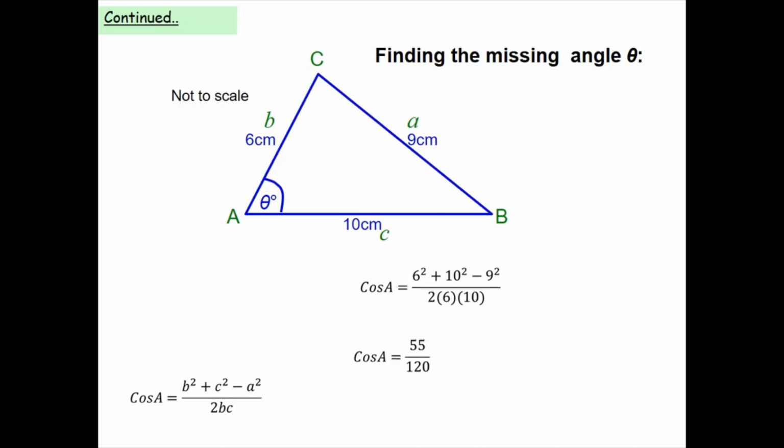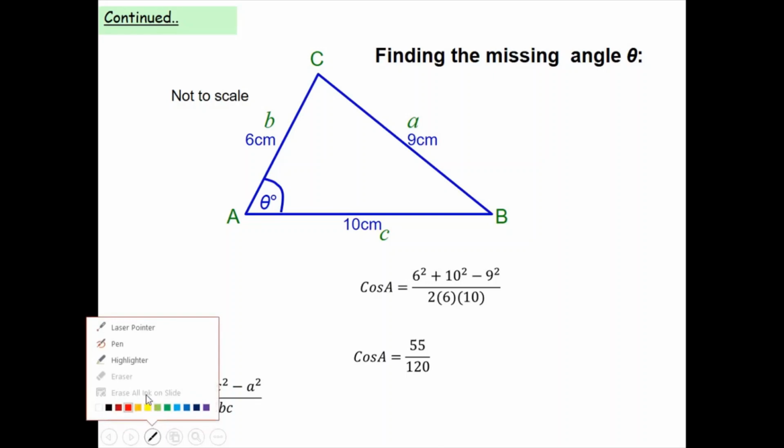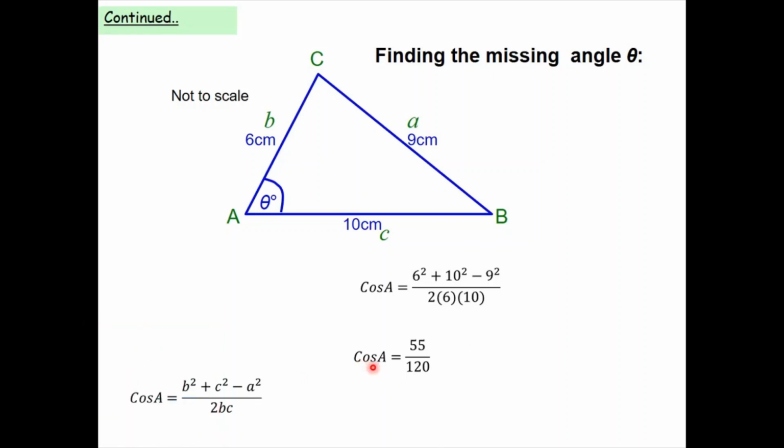Now the final step, as many of you will remember, is to undo the cos section. Now how do I undo the cos function? That's through pressing shift and cos, or cos to the minus 1. So I'm going to do cos to the minus 1 of 55 over 120, giving me a final answer of 62.72 degrees. Again, it doesn't tell you what to round it to, so 2 decimal places or 3 significant figures is fine. And that's the answer, 62.72.